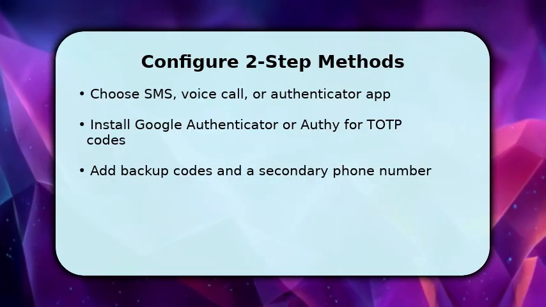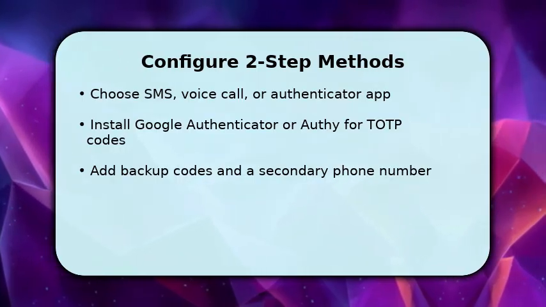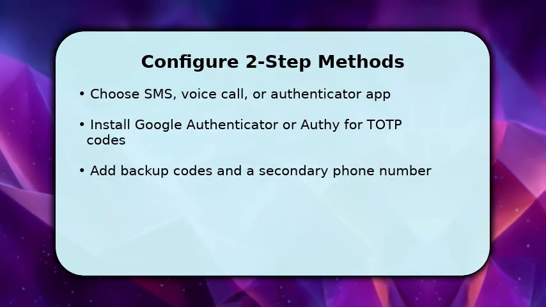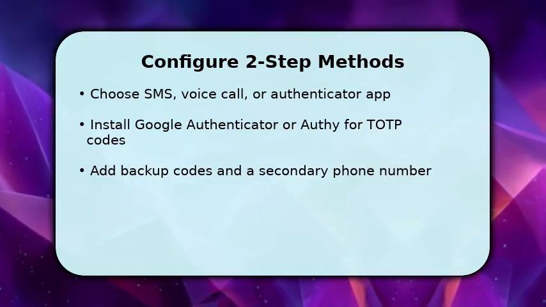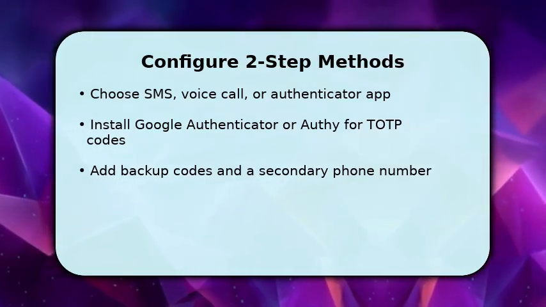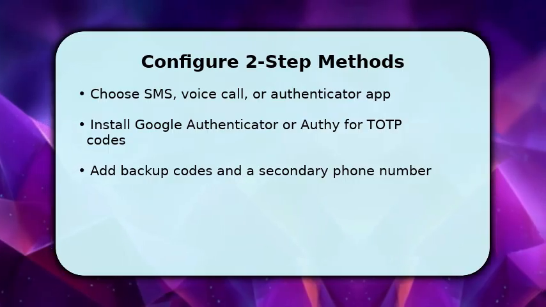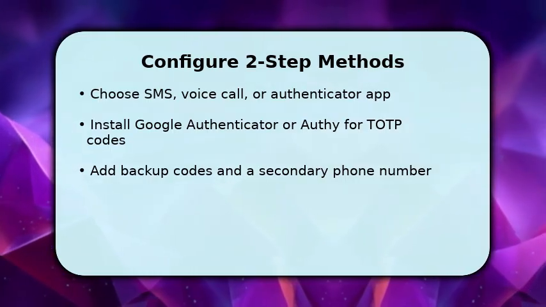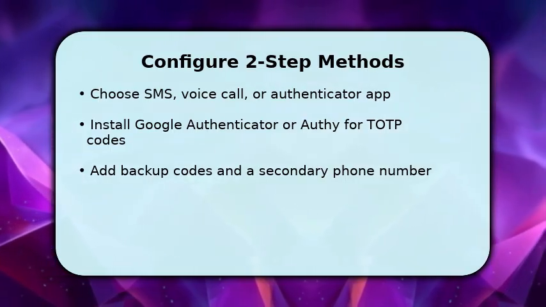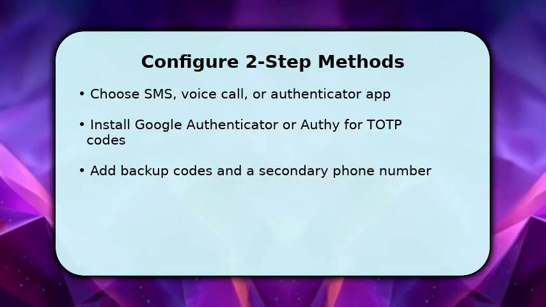Install Google Authenticator or Authy and scan the QR code shown. Once added, enter the 6-digit code to verify. Add backup codes and a secondary phone so you can regain access if your primary device is lost. This layered approach reduces lockout risk and hardens your channel from takeover.